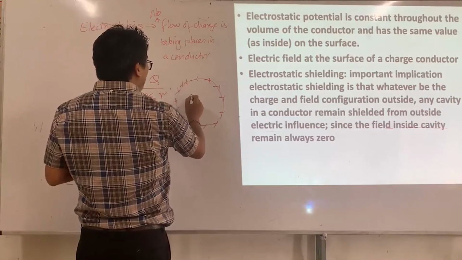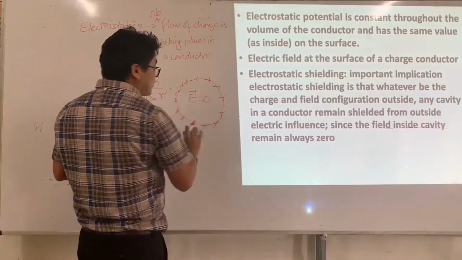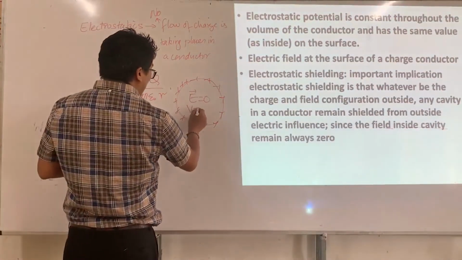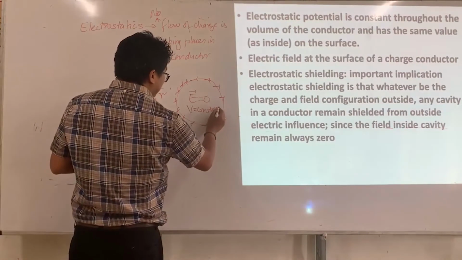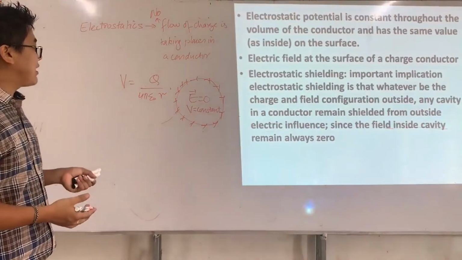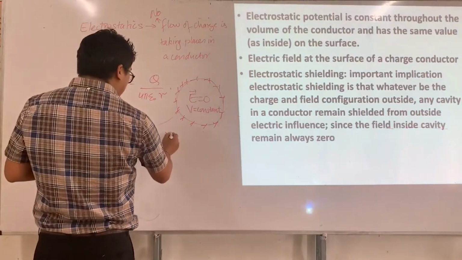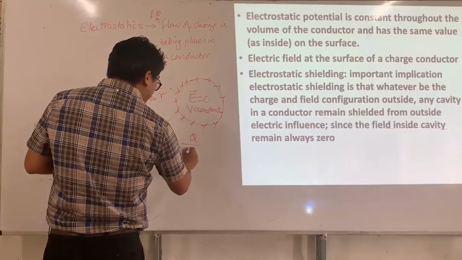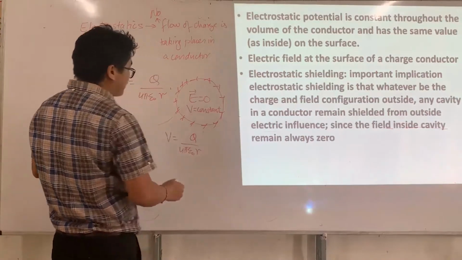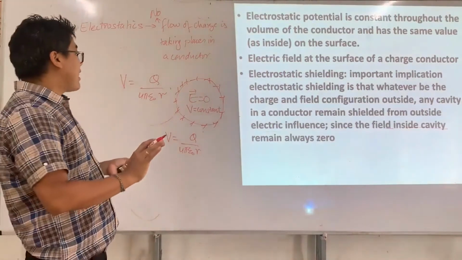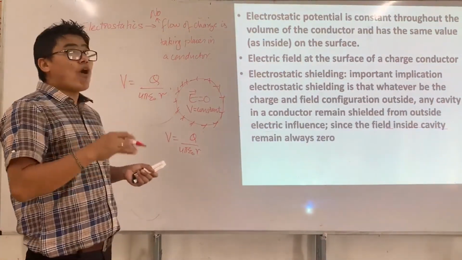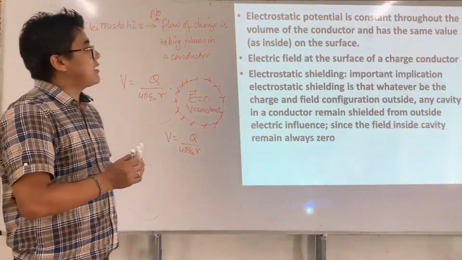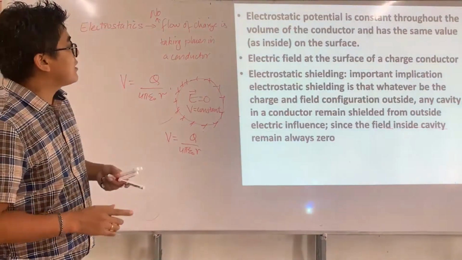If I have a charged spherical shell, we know that the electric field is zero inside. This is what we have done in the first chapter. If the electric field is zero, then the potential is constant. Now the question is how much potential? This potential is equal to the potential on the surface. So potential on the surface and potential inside the volume are the same. So electrostatic conductor is possible, right?